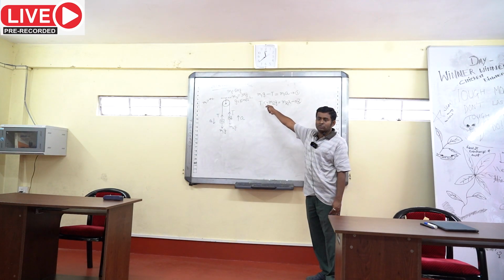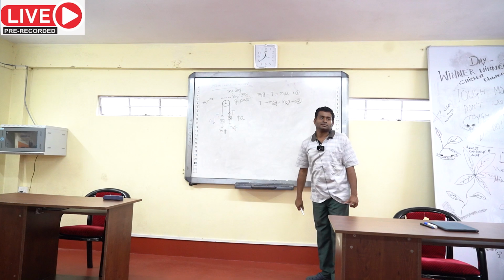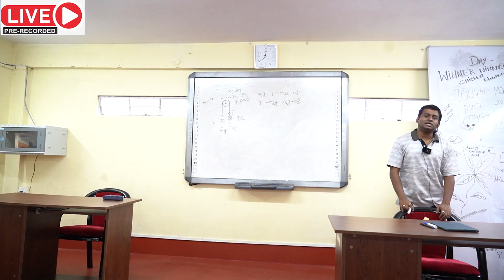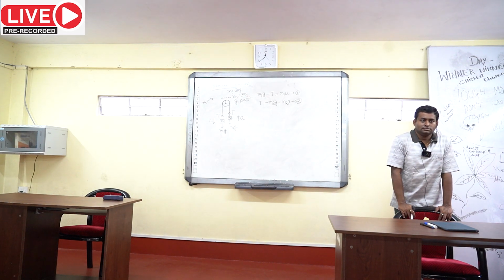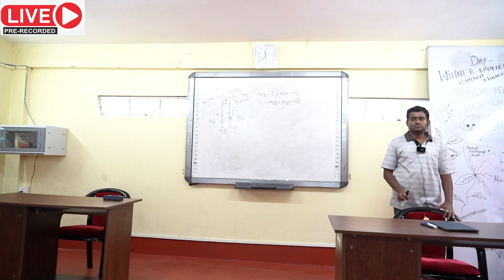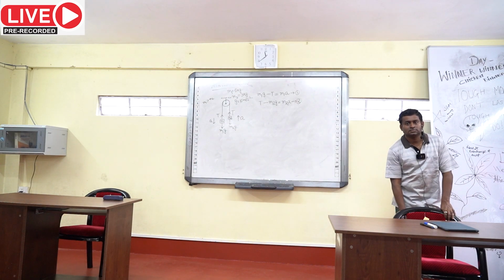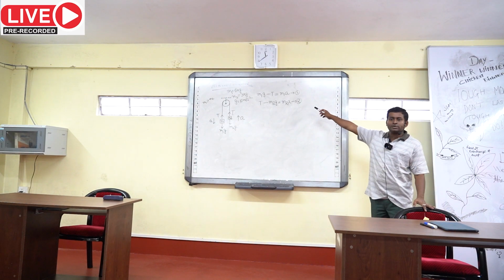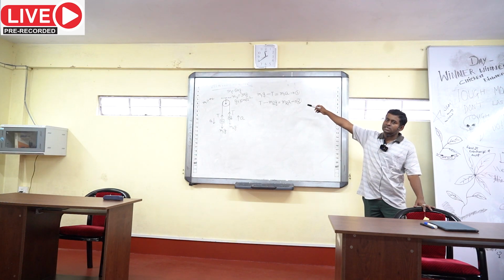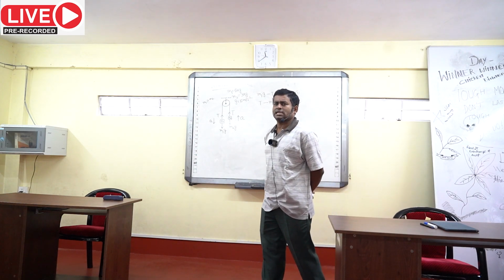Just in place of M1 you have to put 5, in place of M2 you have to put 3, and G should be 10. Calculate. What is the value of T and what is the value of A? So A equal to 2.5, T equal to 15/4. You have these two equations, just put the value of M1, M2 and G and solve to find the value of T and A. Just two simultaneous linear equations you have to solve.